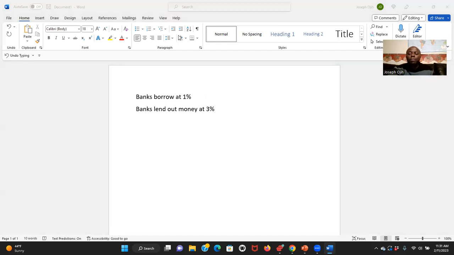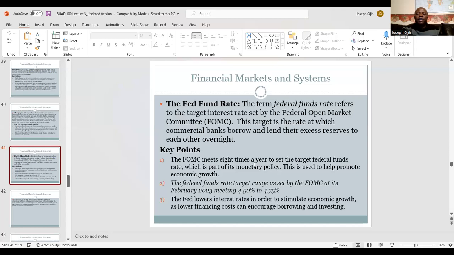So now sometimes when the Fed raises the federal fund rate, federal fund rate simply means the target interest rate that is set by the Federal Reserve at which commercial banks borrow and lend their excess reserves to each other.